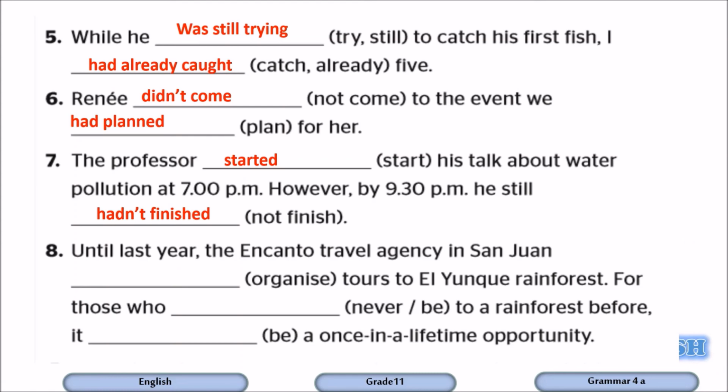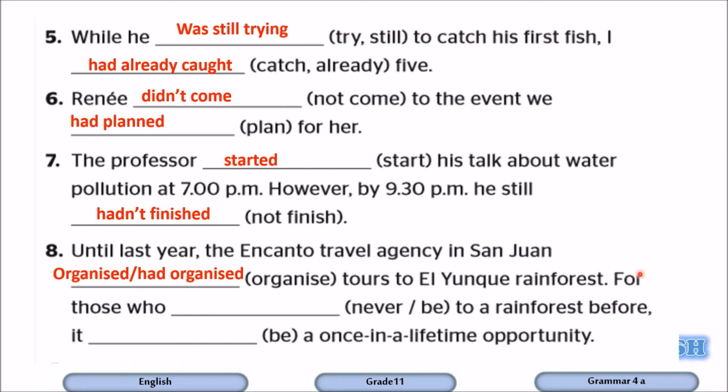Let's move now to sentence number 8. Until last year, the Encanto travel agency in San Juan organized tours to El Yunque rainforest. So here we have the words until last year, and both answers are correct. We can say organized or had organized. So because they actually tell what happens first, the past perfect is optional. And here both options are correct.